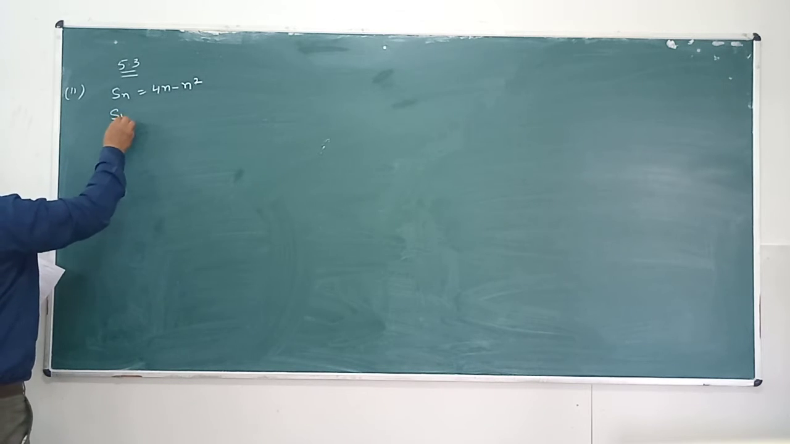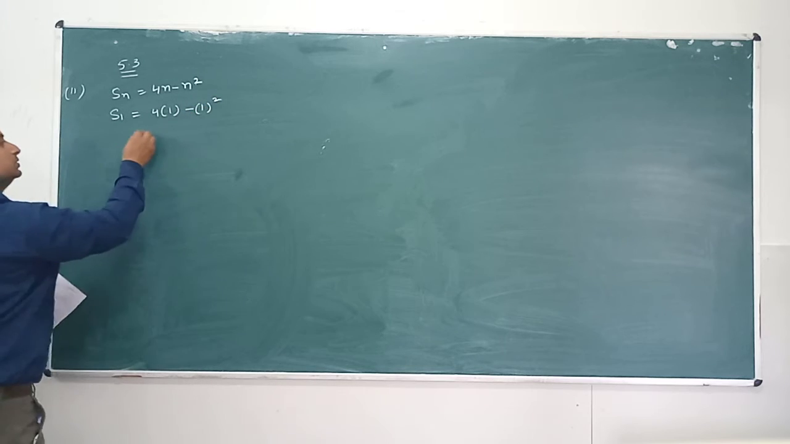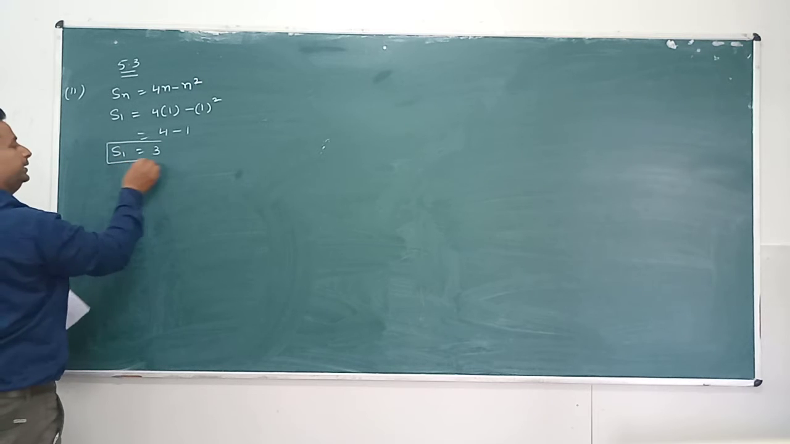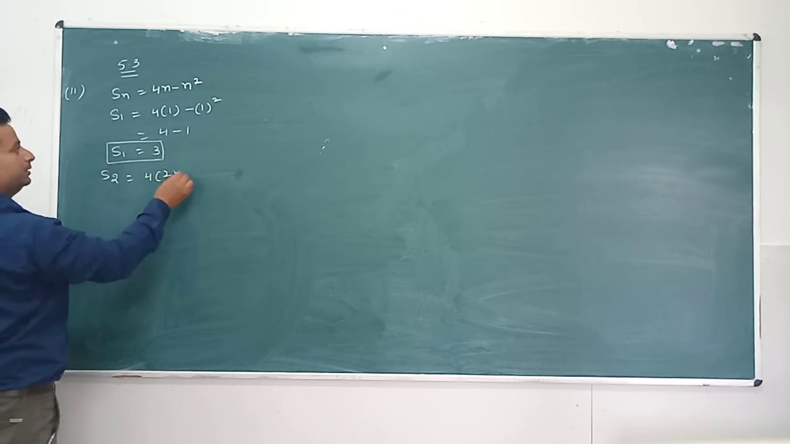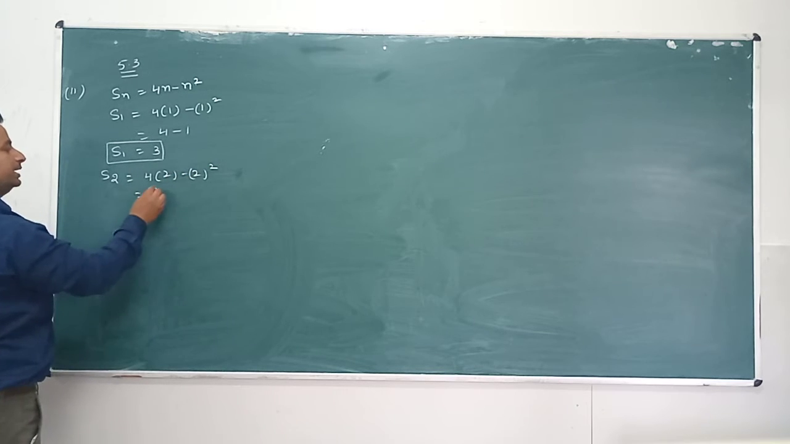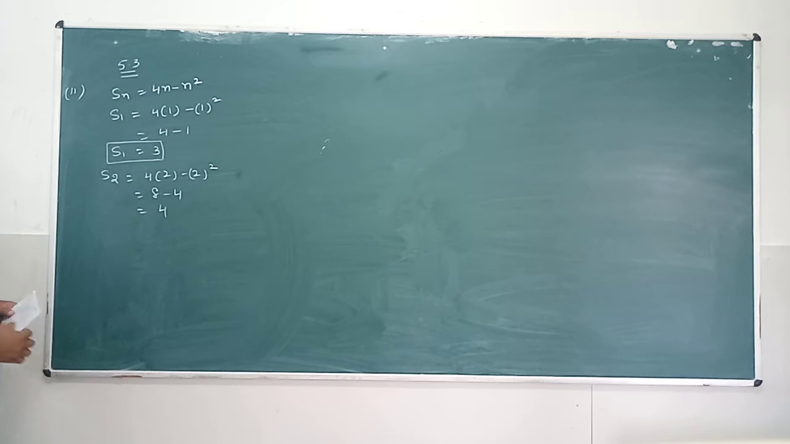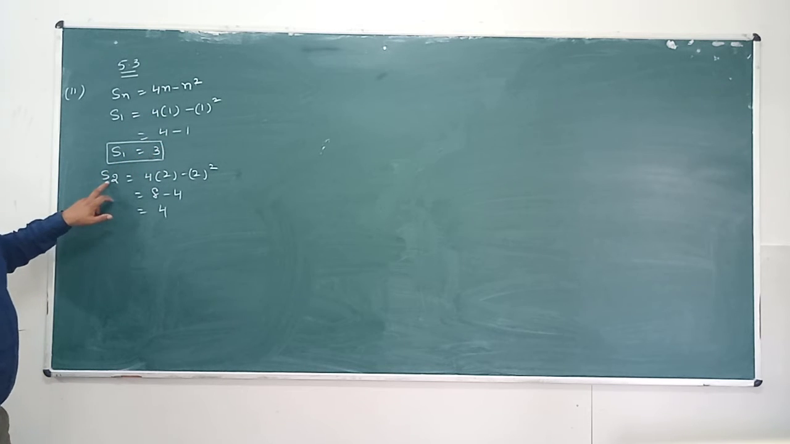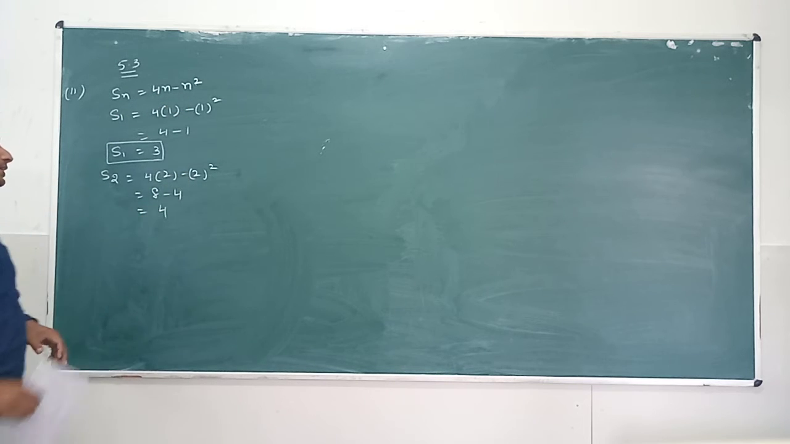So in this AP we first put n is equal to 1. So this is 4 minus 1 square, which is 4 minus 1, so S1 is equal to 3. When we put n is equal to 2, then this is 8 minus 4, which is equal to 4. Here Sn is 4n minus n square. First we put n is equal to 1, so it equals 3, and then we put n is equal to 2: 8 minus 2 square is 4.